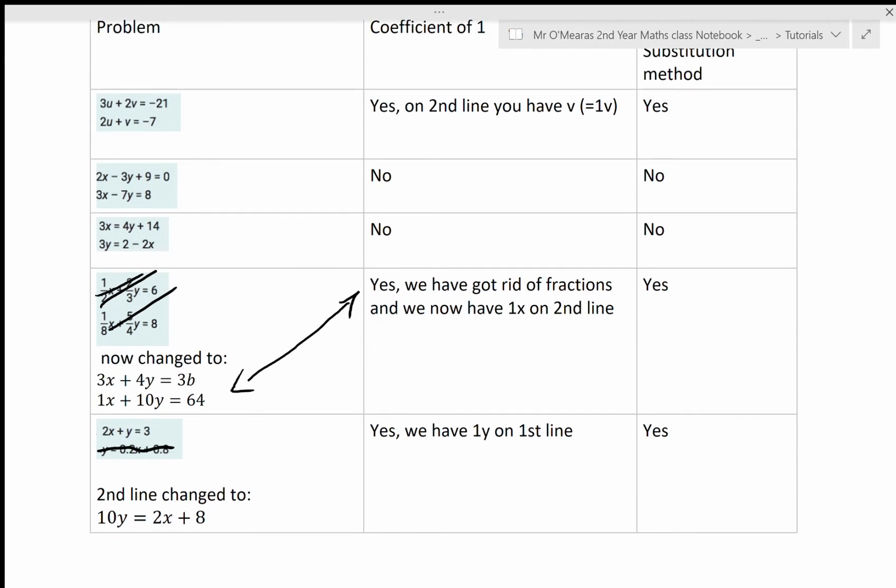Third is the same. The next one, we scrubbed out the original one because we had changed them when we did the lowest common denominator thing in the example above, so the new one is 3x plus 4y equals 36, 1x plus 10y equals 64. And if you look at the new equations that we created, you can see that there is a 1x in the second line, so yes, that is suitable for substitution.